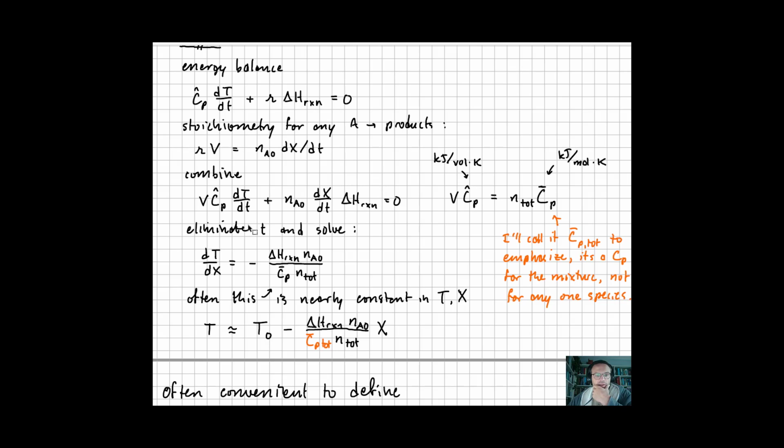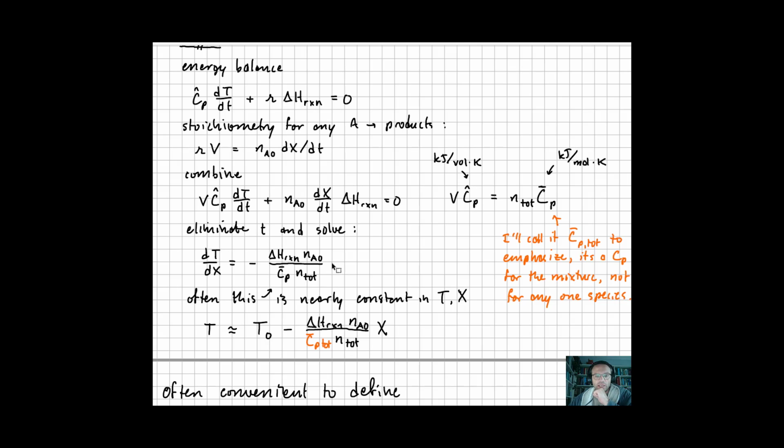All right, so what we're going to do now is to go through and eliminate t and solve for dT/dX. Okay, so we eliminated the dt's in this equation, and we just arrange it so that dT/dX is equal to minus delta H reaction, number of moles of A in the initial charge, divided by the total heat capacity of the entire reactant mixture. Okay, and now we see that we can integrate this directly.